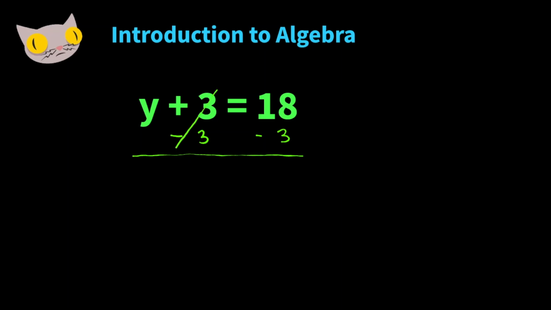These 3's cancel. 18 minus 3. That's going to give us 15. So y equals 15. And we can check our answer. So now we know y is 15. So if we put 15 where the y was in the original problem, 15 plus 3, 15, 16, 17, 18, that gives us 18. So we were right.